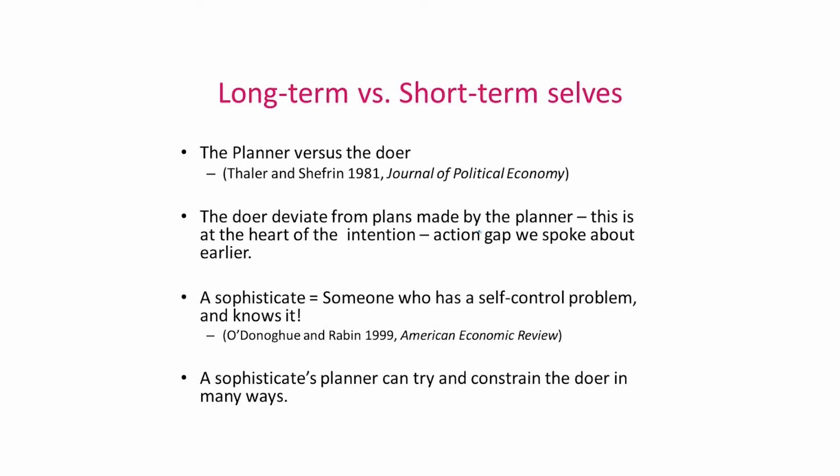The doer ends up deviating from plans made by the planner, creating the intention-action gap that we talked about earlier in this course. However, a smart planner can trick the doer by imposing some constraints on their behavior. These smart planners are called sophisticates. People who have self-control problems, they know that they have self-control problems, and they want to address those self-control problems.